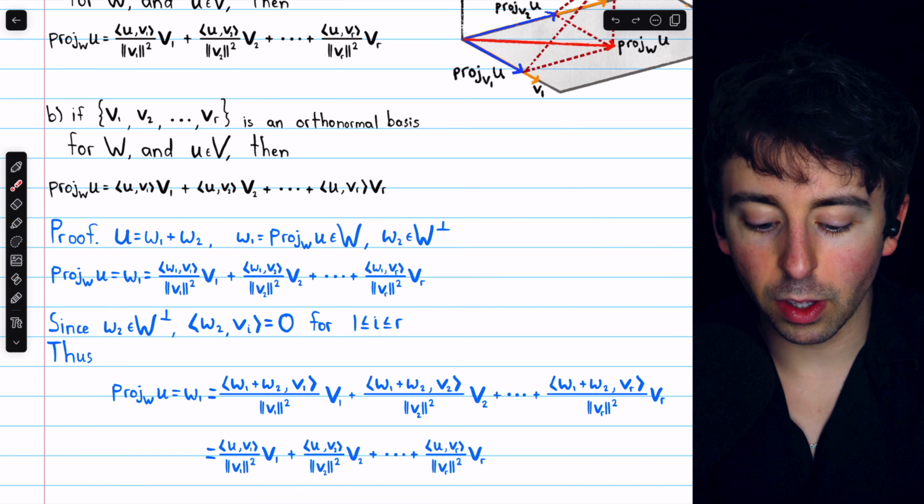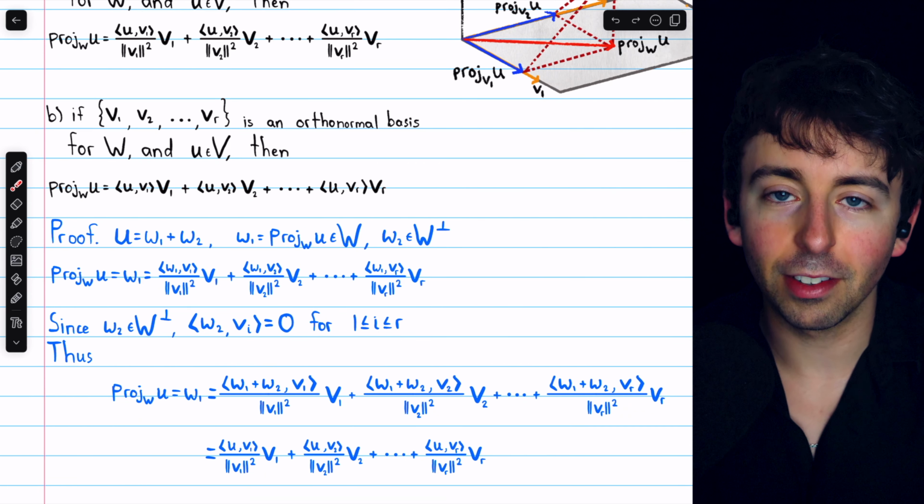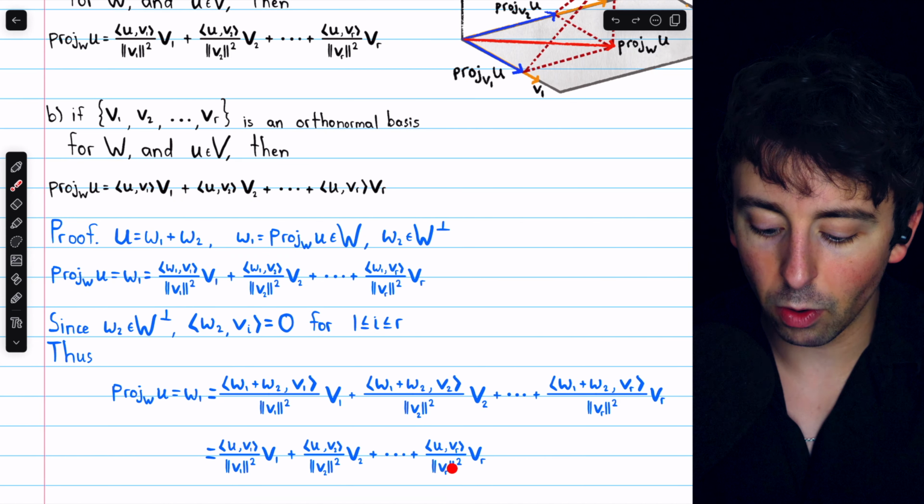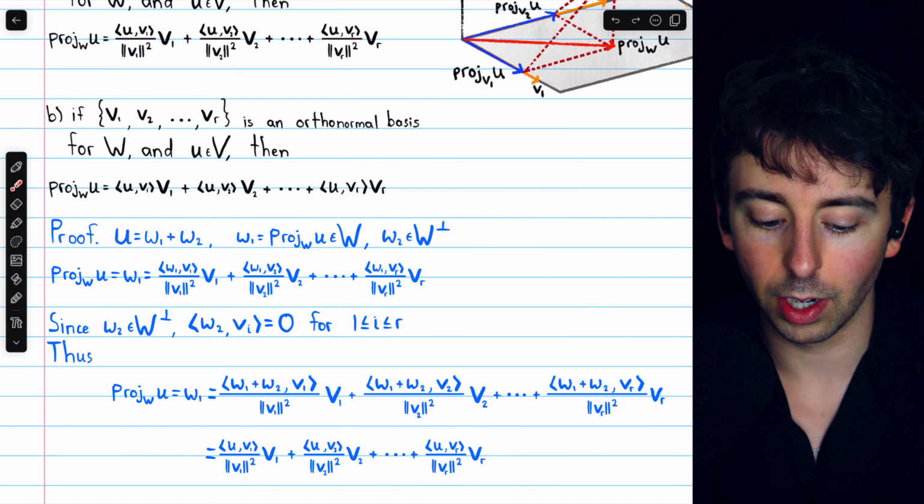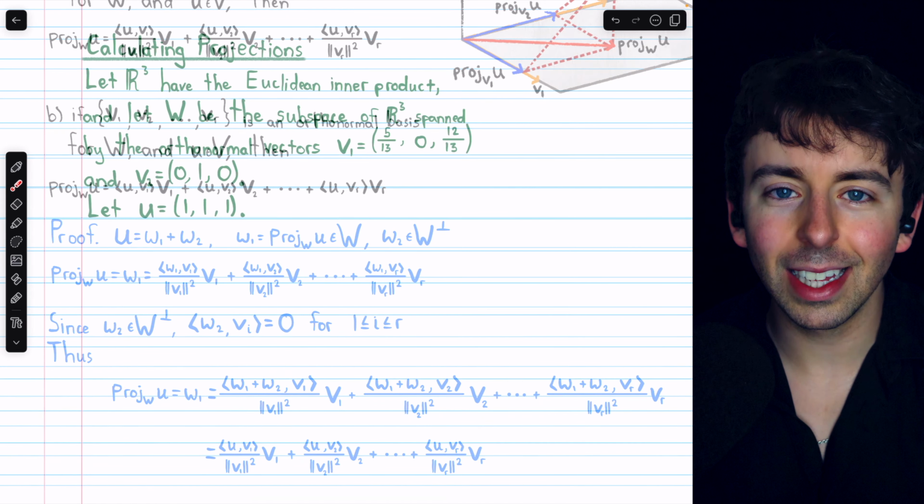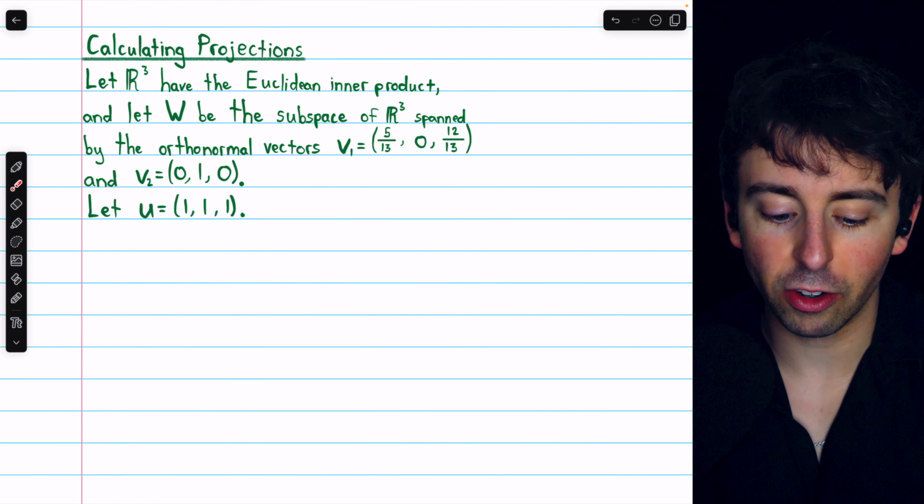Part B is trivial. This was done with an orthogonal basis, and if the basis was orthonormal, all of these norms in the denominator would be 1, and so we would have achieved part B there without those denominators. Let's do an example calculating projections.